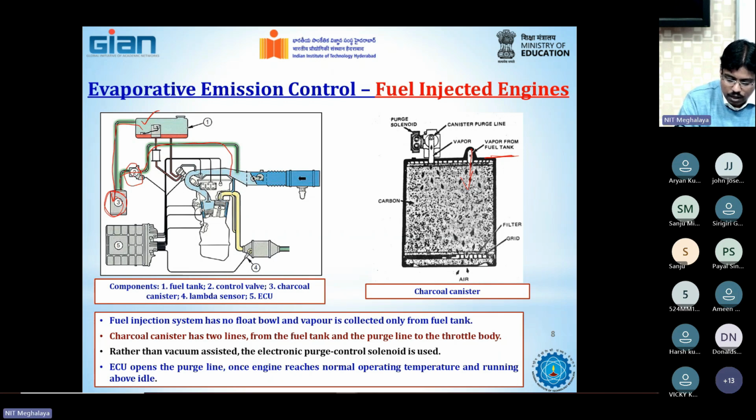From this purge valve, fuel vapor is allowed to pass through this particular passage and enter into the intake manifold. Now, there will also be a lambda sensor. As you can see over here, the first is fuel tank, second is control valve, third is charcoal canister, fourth is lambda sensor, five is the ECU.